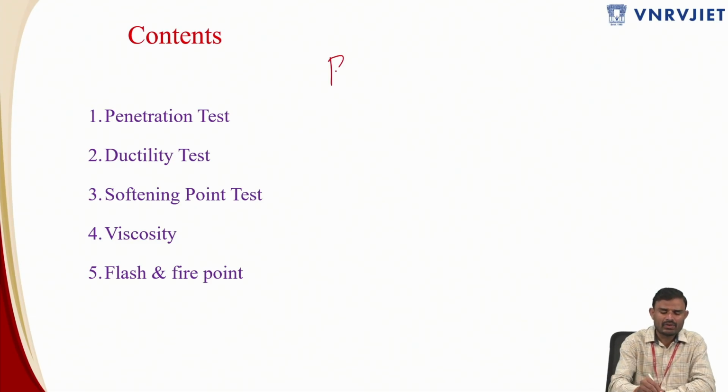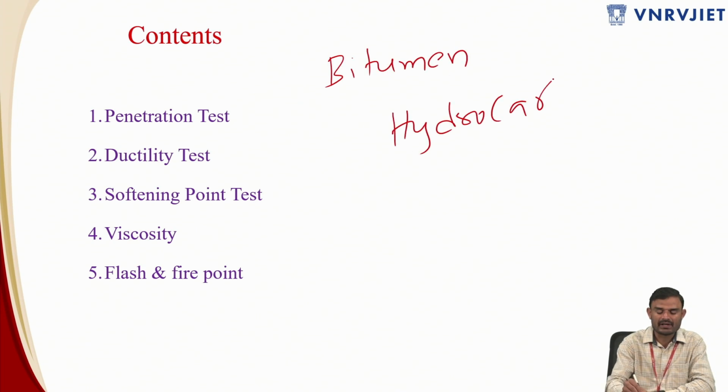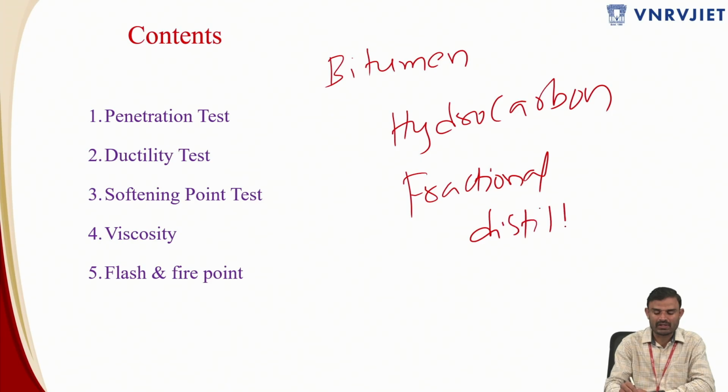Basically, you have to understand what is meant by bitumen. Bitumen is nothing but a hydrocarbon material, which is obtained from fractional distillation. The term is very important. This is obtained from fractional distillation of crude oil.